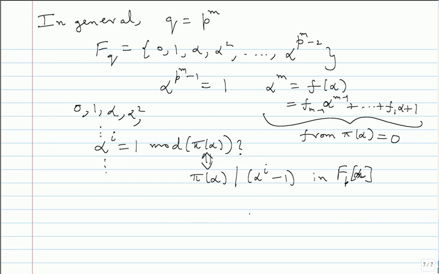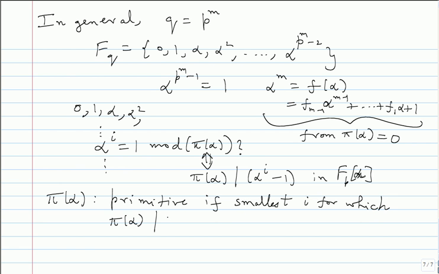Such a choice of pi of alpha is called a primitive polynomial. Pi of alpha is always irreducible. It becomes primitive if the smallest i for which pi of alpha divides alpha power i minus 1 is i equals p power m minus 1. So that's the definition of primitive. Pi of alpha is primitive if the smallest i for which pi of alpha divides alpha power i minus 1 equals p power m minus 1.